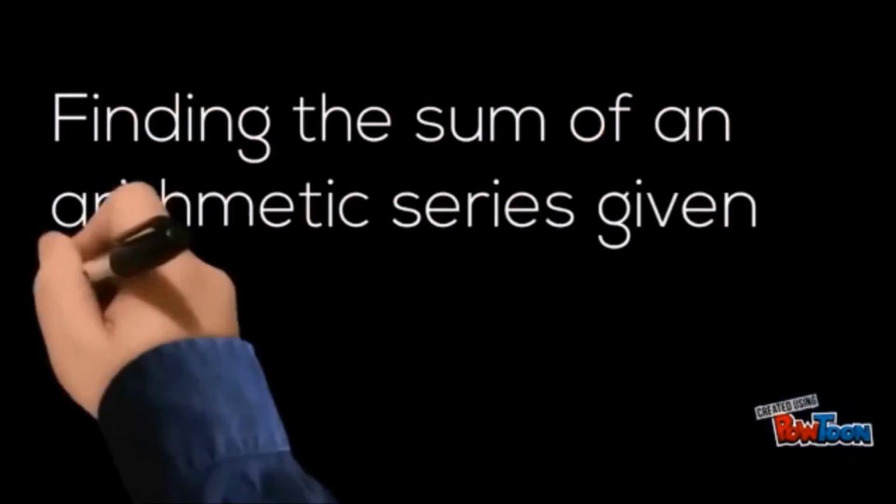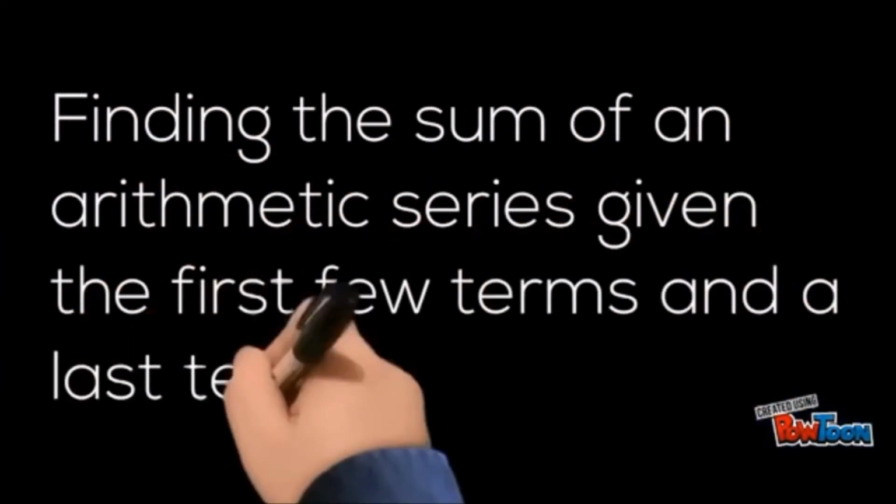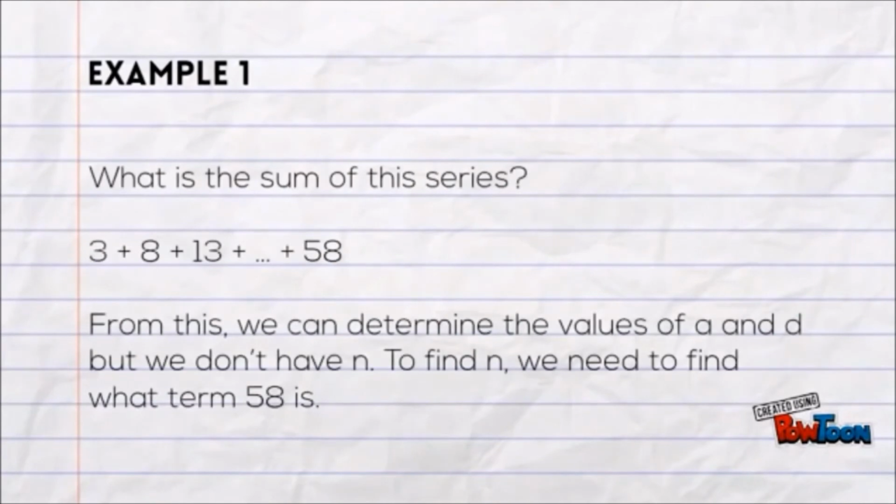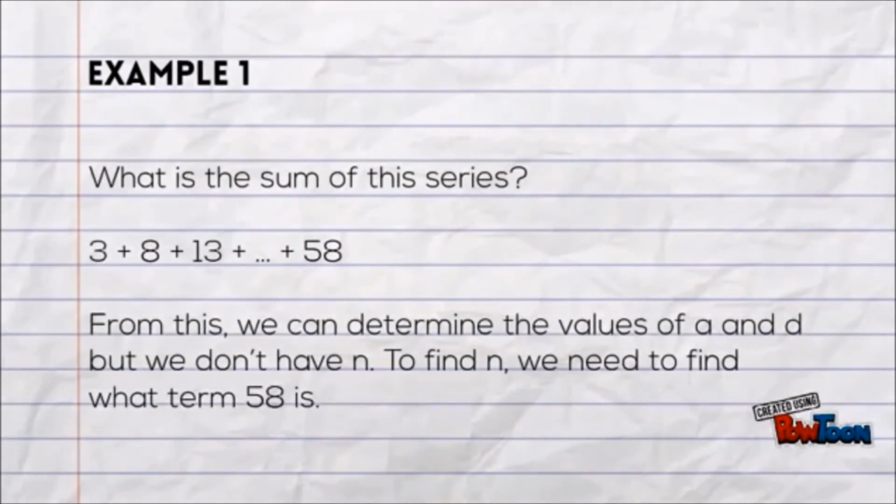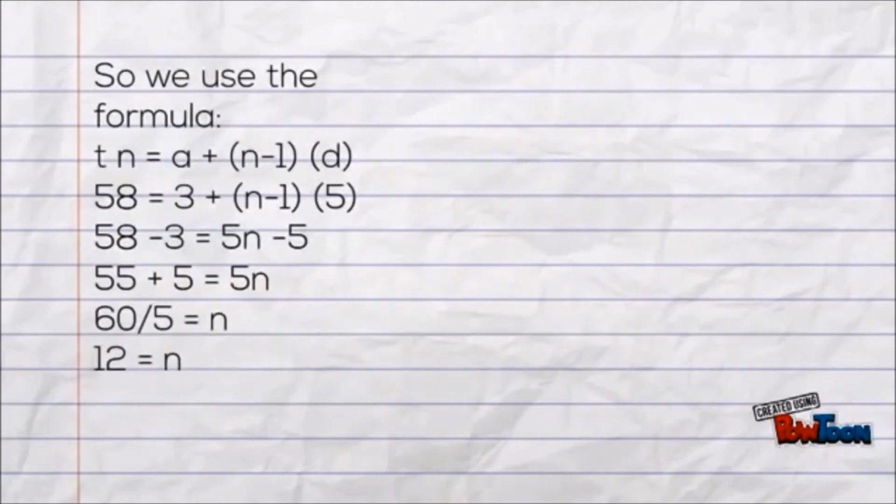Now, how do you find the sum of an arithmetic series if you're given the first few terms and a last term? Example 1. What is the sum of this series? From this, we can determine the values of a and d, but we don't have n. To find n, we need to find what term 58 is. So we use the formula Tn equals a plus bracket n minus 1 times d, where a is 3, d is 5, and Tn is 58.